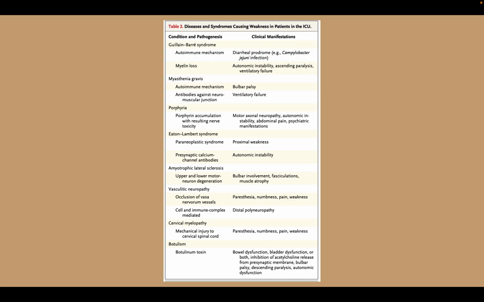Myasthenia gravis, again an autoimmune mechanism, and they can have bulbar palsy with ventilator failure. Porphyrias are due to porphyrin accumulation, and they can have motor axonal neuropathy and autonomic instability. Eaton-Lambert syndrome, which is a paraneoplastic syndrome, presents classically with proximal weakness and autonomic instability.